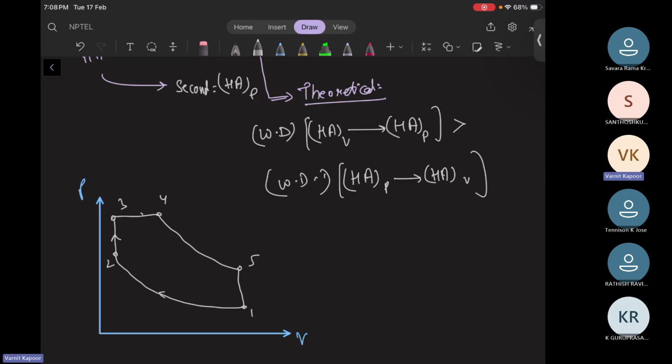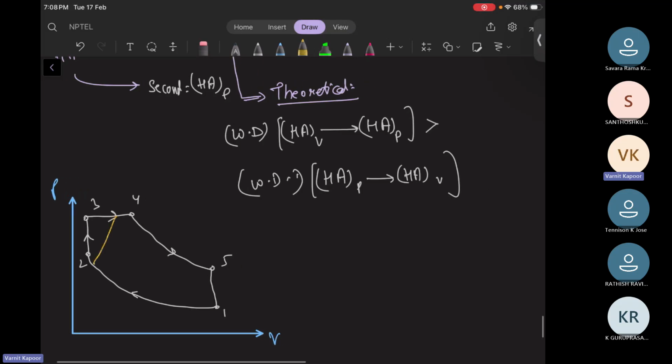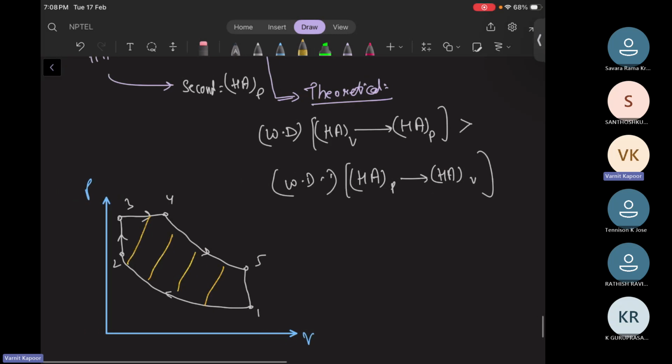Okay. So we get some work output from this cycle. That is our net work output. This is our net work output.